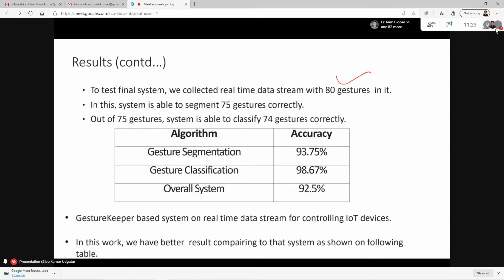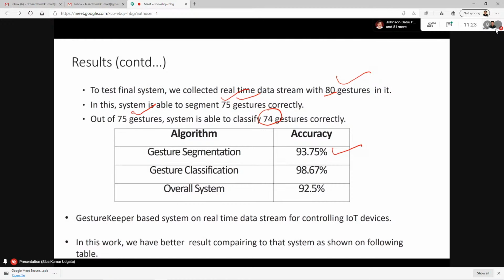But for 75 gestures we could correctly say that it is a gesture. Once you know it's a gesture, out of 75 gestures, 74 gestures are correctly classified. So if you put it together, out of 80, you could classify 74 gestures correctly, because for 5 we could not even recognize them as gestures. Those are different students, not the students with whom I had taken the readings for training. So the gesture segmentation accuracy is 93.75%, because out of 80, 75 gestures could be correctly identified.